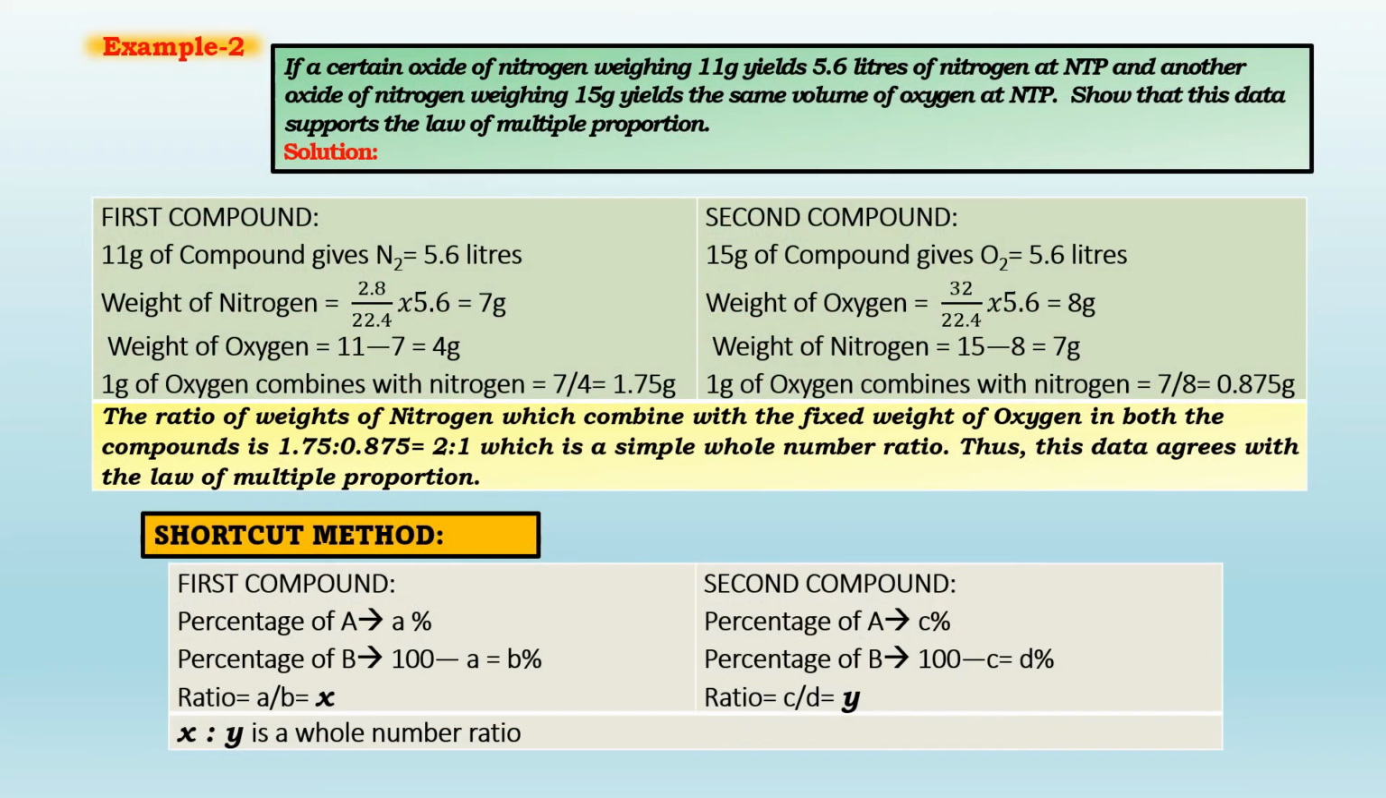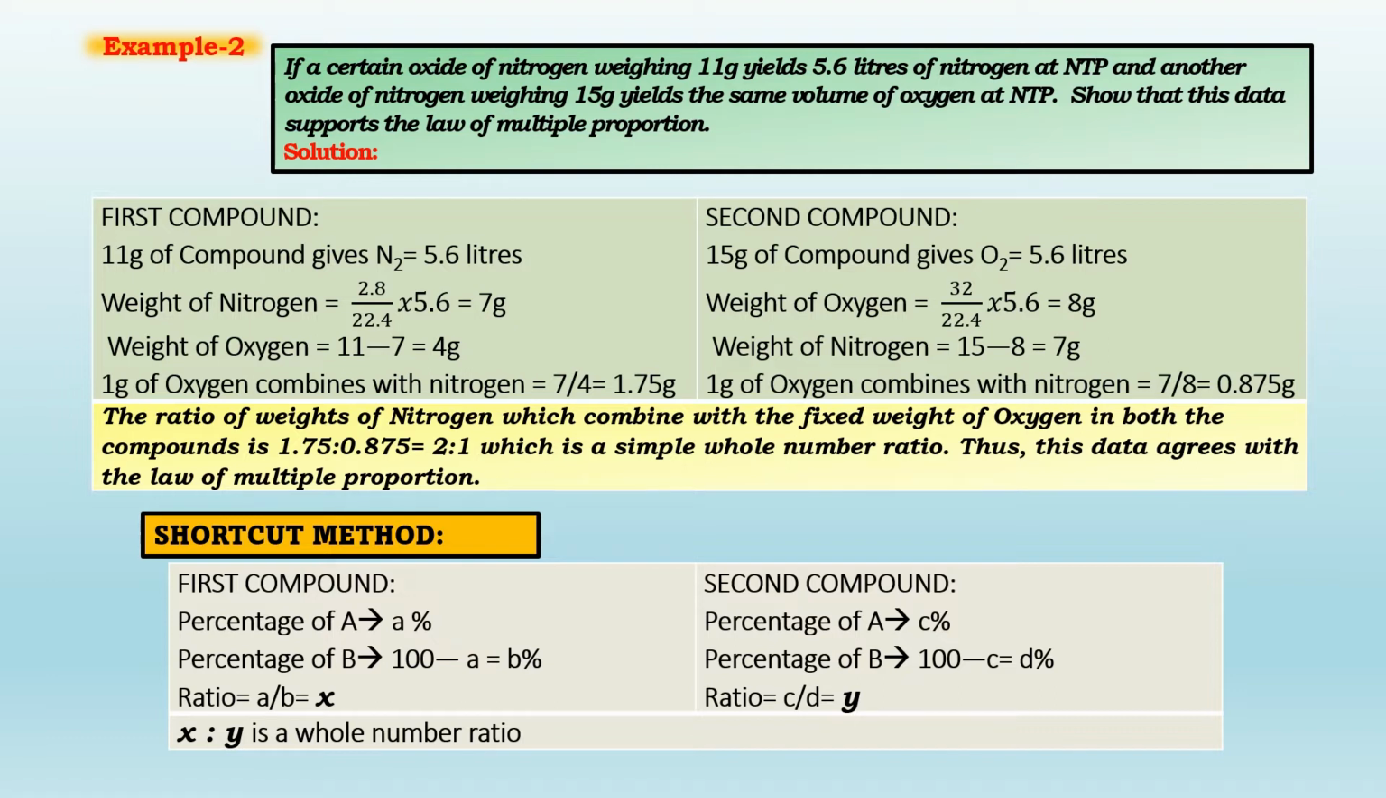Example 2. If a certain oxide of nitrogen weighing 11 gram yields 5.6 liters of nitrogen at NTP and another oxide of nitrogen weighing 15 gram yields the same volume of oxygen at NTP, show that this data supports the law of multiple proportion. First compound, 11 gram compound gives nitrogen 5.6 liters.